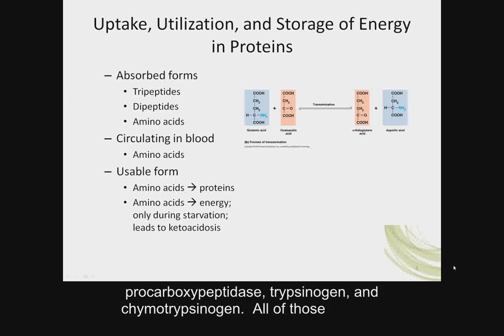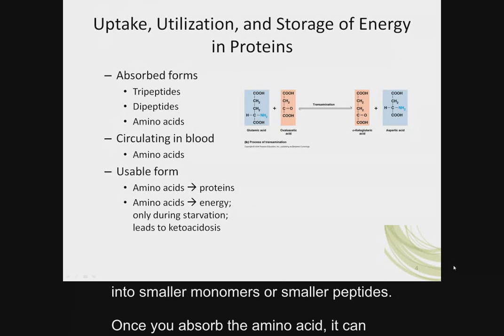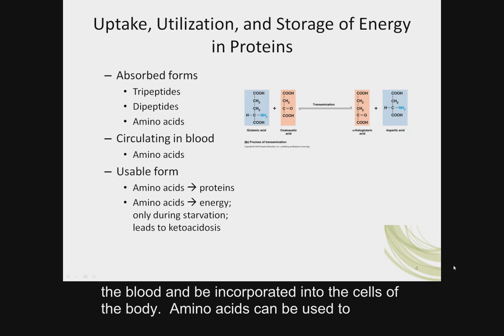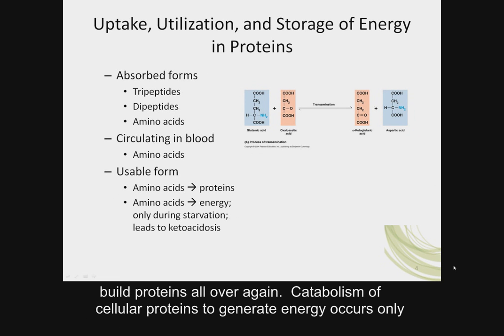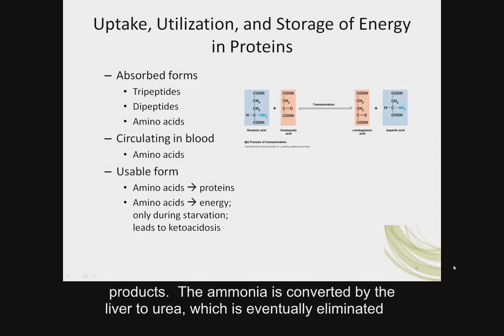All of those are zymogen enzymes, and they are converted into active enzymes to break down proteins into smaller monomers or smaller peptides. Once you absorb the amino acid, it can circulate in the blood and be incorporated into the cells of the body. Amino acids can be used to build proteins all over again. Catabolism of cellular proteins to generate energy occurs only during periods of starvation, and it generates ammonia and carbon dioxide as waste products. The ammonia is converted by the liver to urea, which is eventually eliminated in the urine.